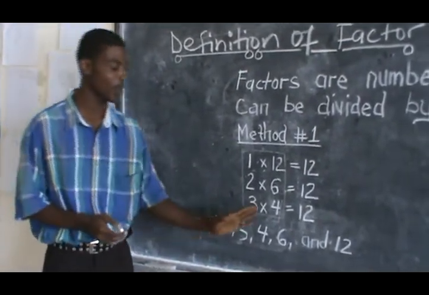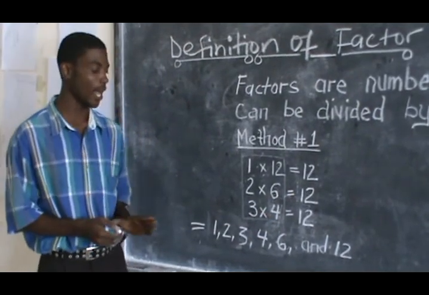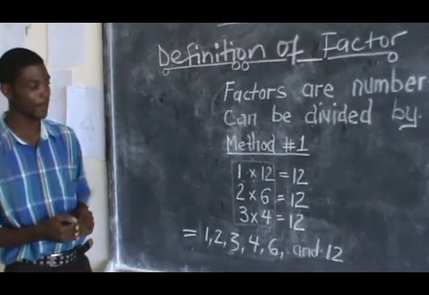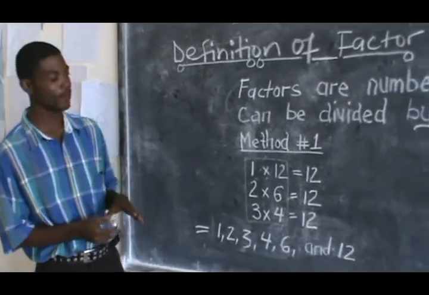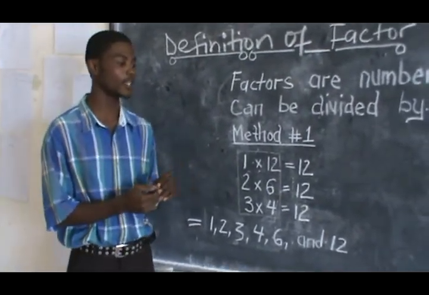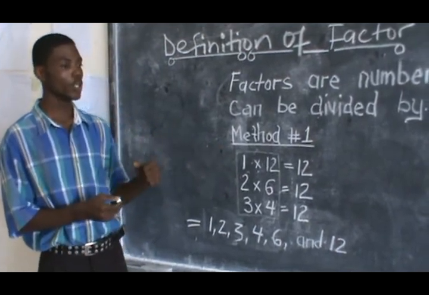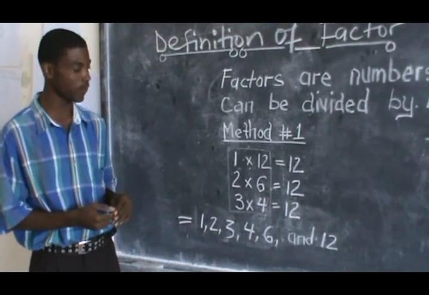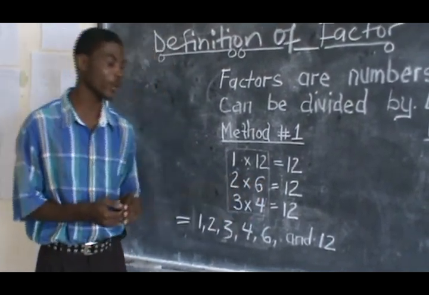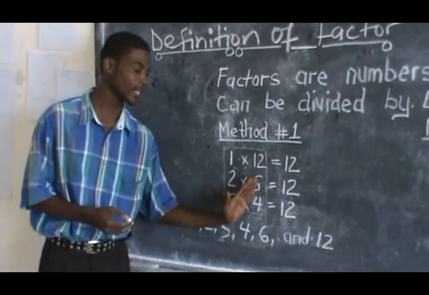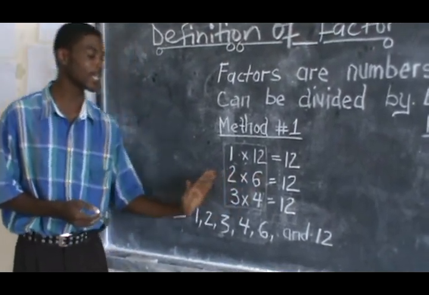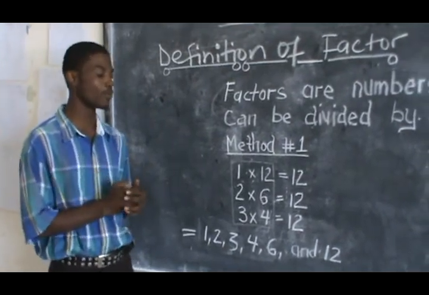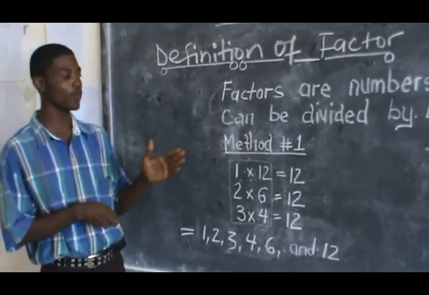But we notice that 4 is already here. And 3 times 4 is the same as 4 times 3. So we go on to 5. 5 cannot be multiplied by another number to give 12. We go on to 6. 6 can be multiplied by a number to give 12. But we found out that 6 is already here. And 2 times 6 is the same as 6 times 2. So we move on to 7. 7 cannot be multiplied by another number to give 12.